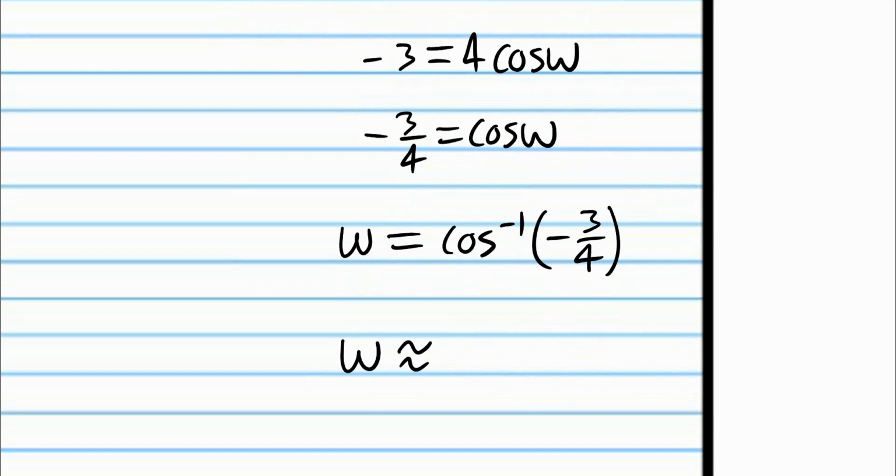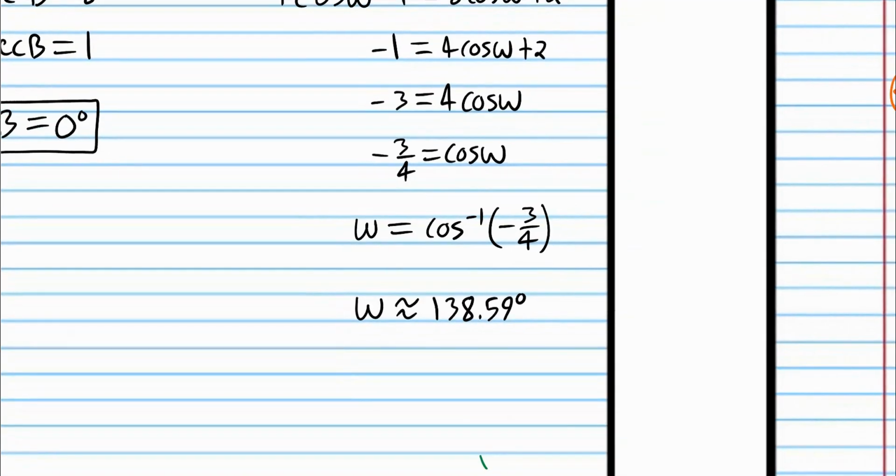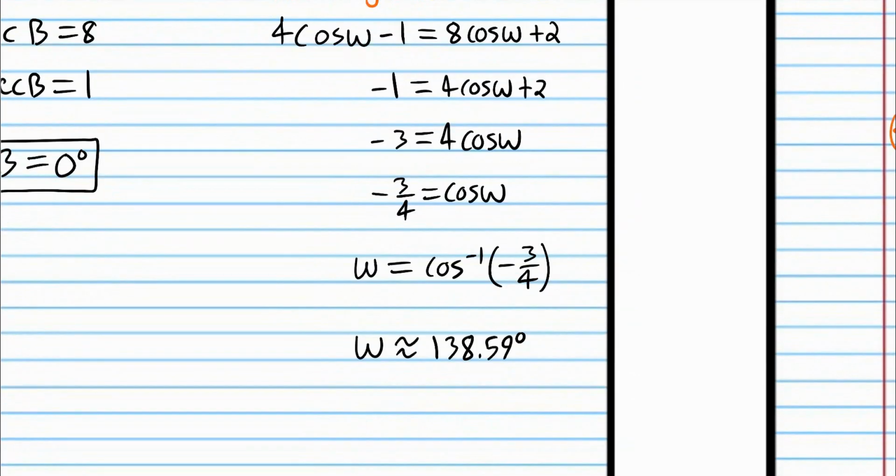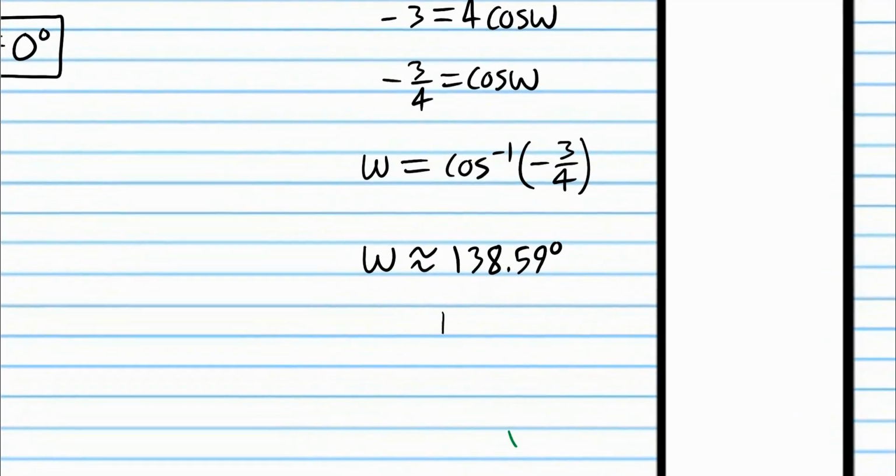So again, that is not the reference angle. That is one of the solutions, but it's not the reference angle. So if cosine is a negative number, that means that our solutions are going to be in the second quadrant. We just found that solution. That's 138. But we're also going to have a solution in the third quadrant.